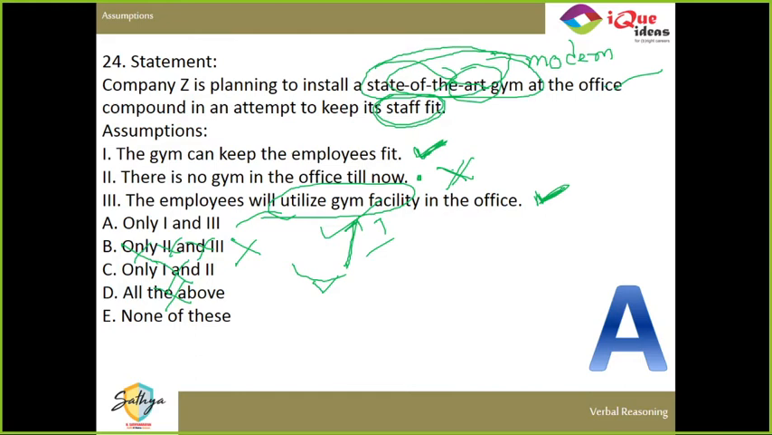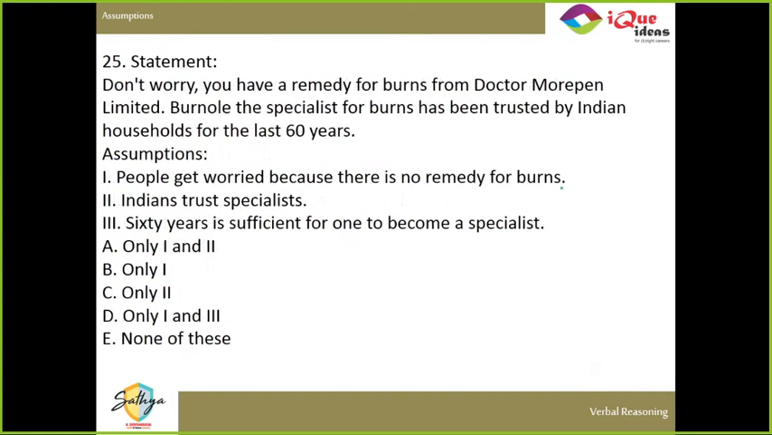And the attempt is to keep the staff fit. The attempt is not to use the gym. The company is attempting to keep the staff fit. They think the employees will use the gym, and that's why they are planning to give them one. If the company does not assume that the employees will use it, then is there any meaning of giving it to them? No. So now do you get it? You have to assume that the company thinks the employees will use the gym. That's why they are installing the gym. Right? Okay, very good. Chalo, next one.